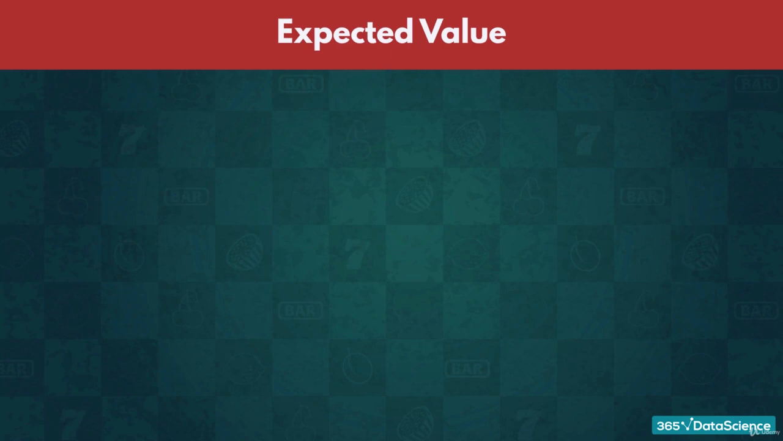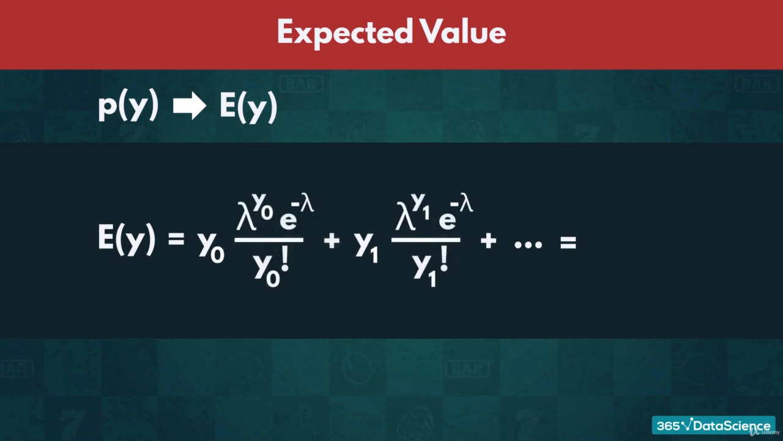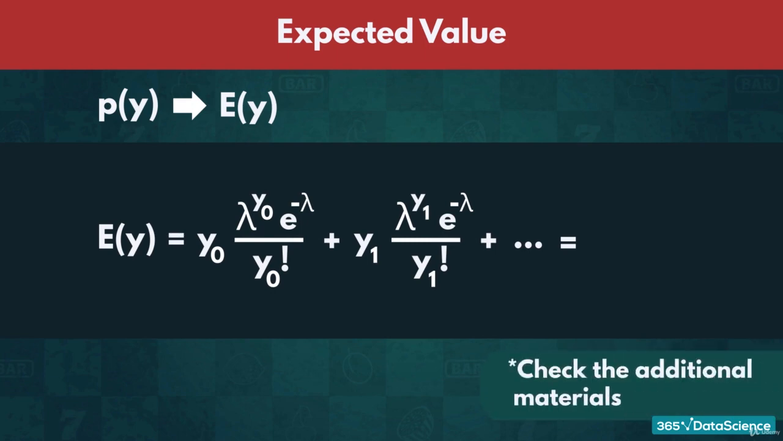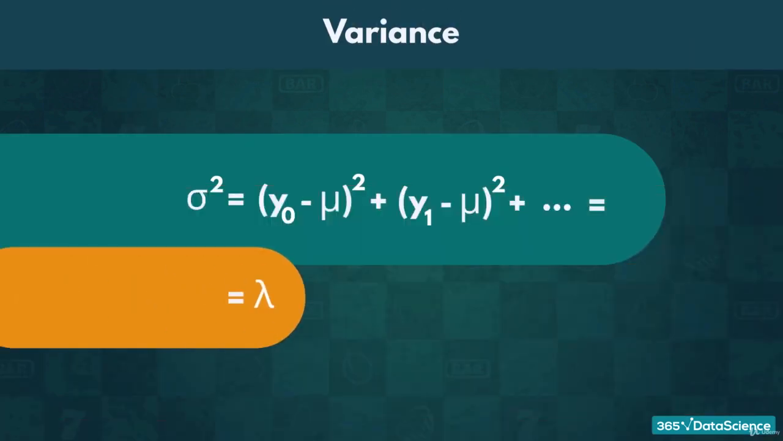So far, so good. Knowing the probability function, we can calculate the expected value. By definition, the expected value of y equals the sum of all the products of a distinct value in the sample space and its probability. By plugging in, we get this complicated expression. In the additional materials attached to this lecture, you can see all the complicated algebra required to simplify this. Eventually, we find that the expected value is simply lambda. Similarly, by applying the formulas we already know, the variance also ends up being equal to lambda.